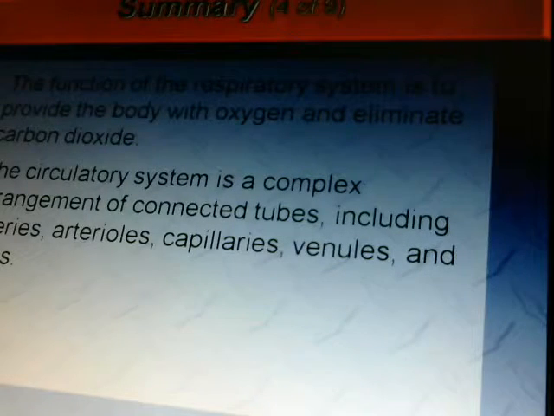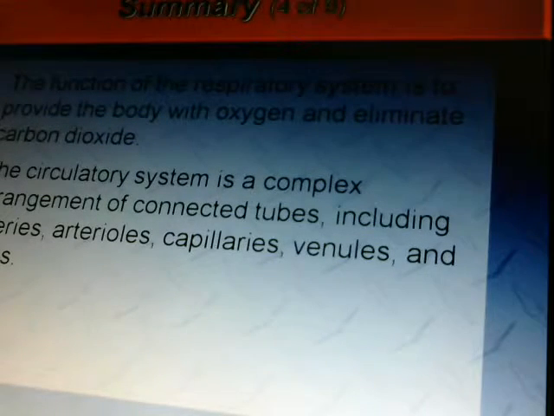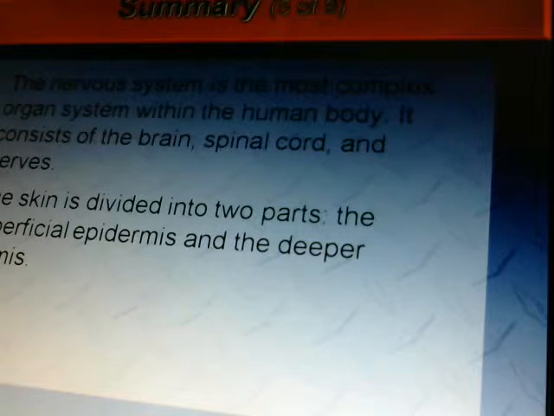The function of the respiratory system is to provide the body with oxygen and eliminate carbon dioxide. The circulatory system is a complex arrangement of connecting tubes, including arteries, arterioles, capillaries, venules, and veins. The nervous system is the most complex organ system within the human body. It consists of the brain, the spinal cord, and the nerves.